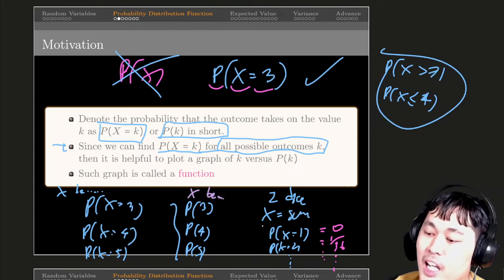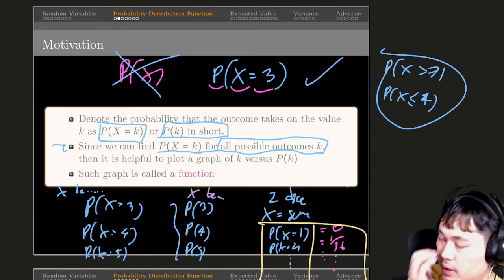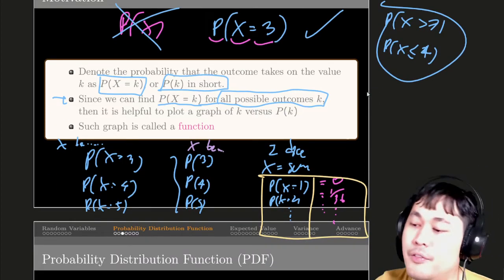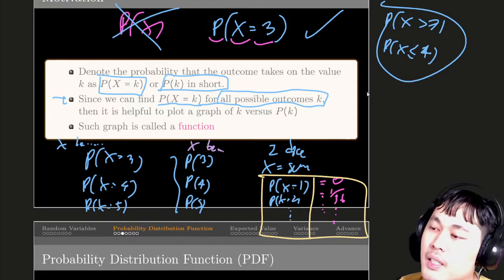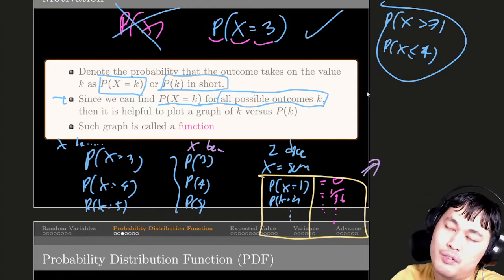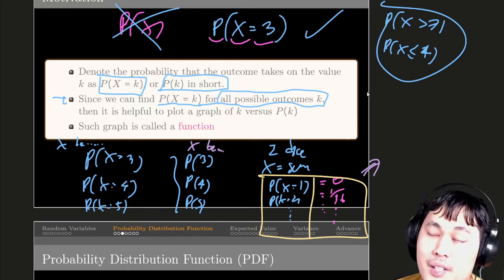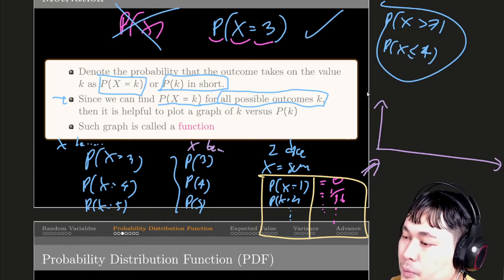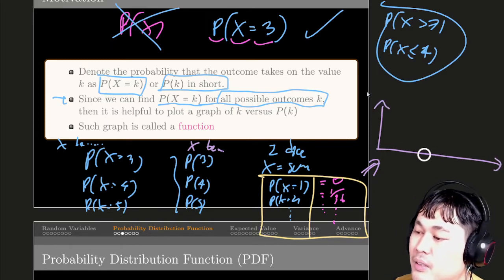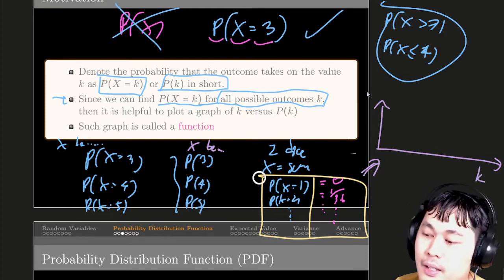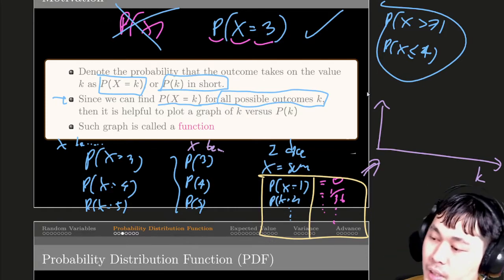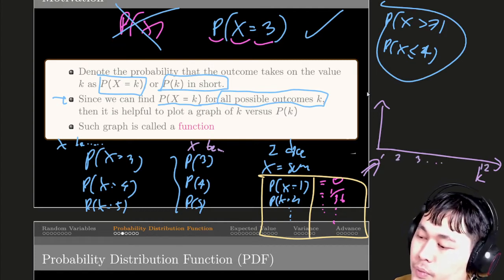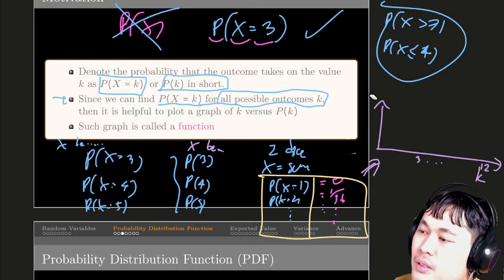We can create a table that has all the possible values of k, or all the possible values of the random variable. Then if you have a table, you can translate it into a graph. On the x-axis, this is the value k that we have. In this case, k would be 1, 2, 3, 4, 5, 6, and on up to 12. But actually, let me start at 1.